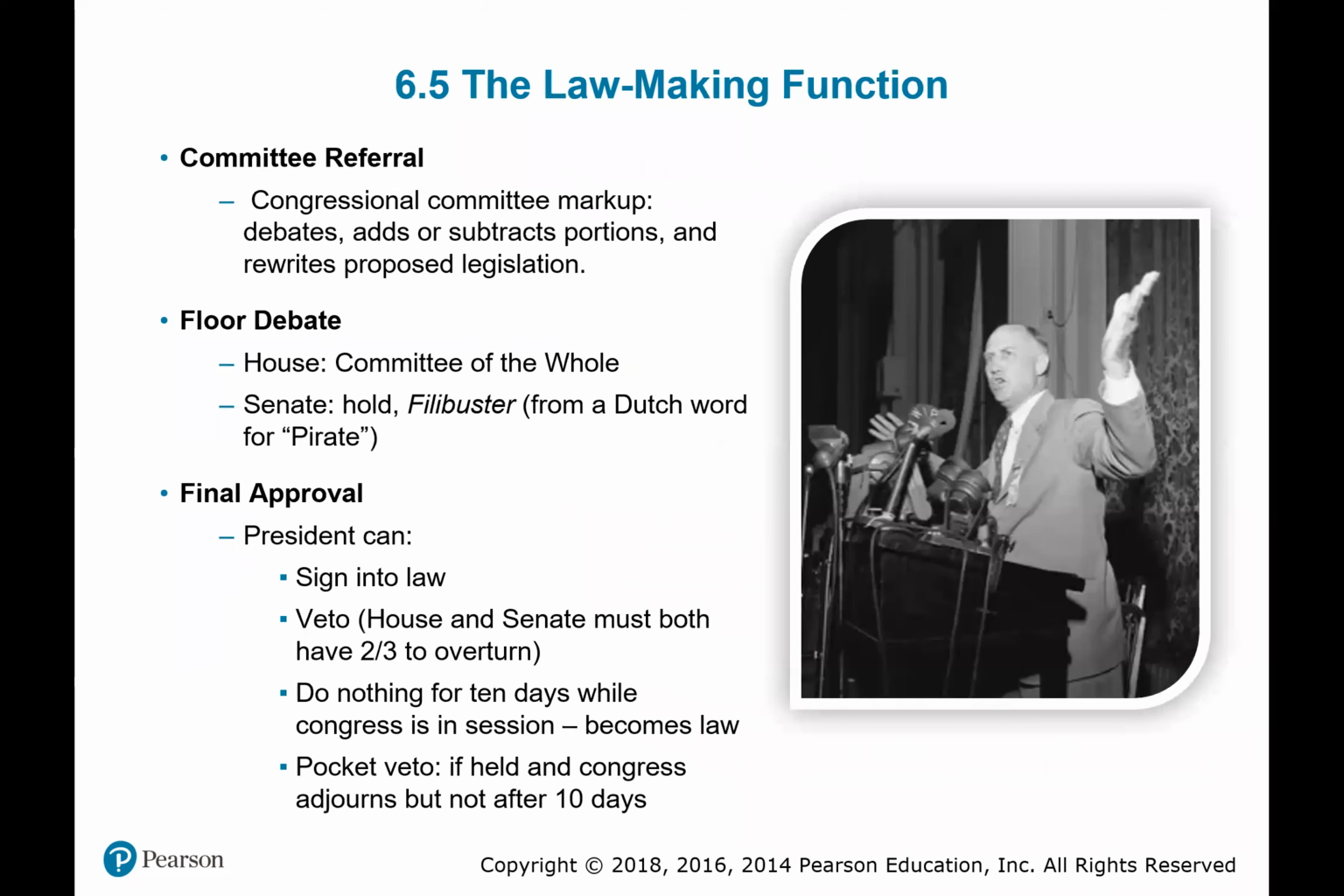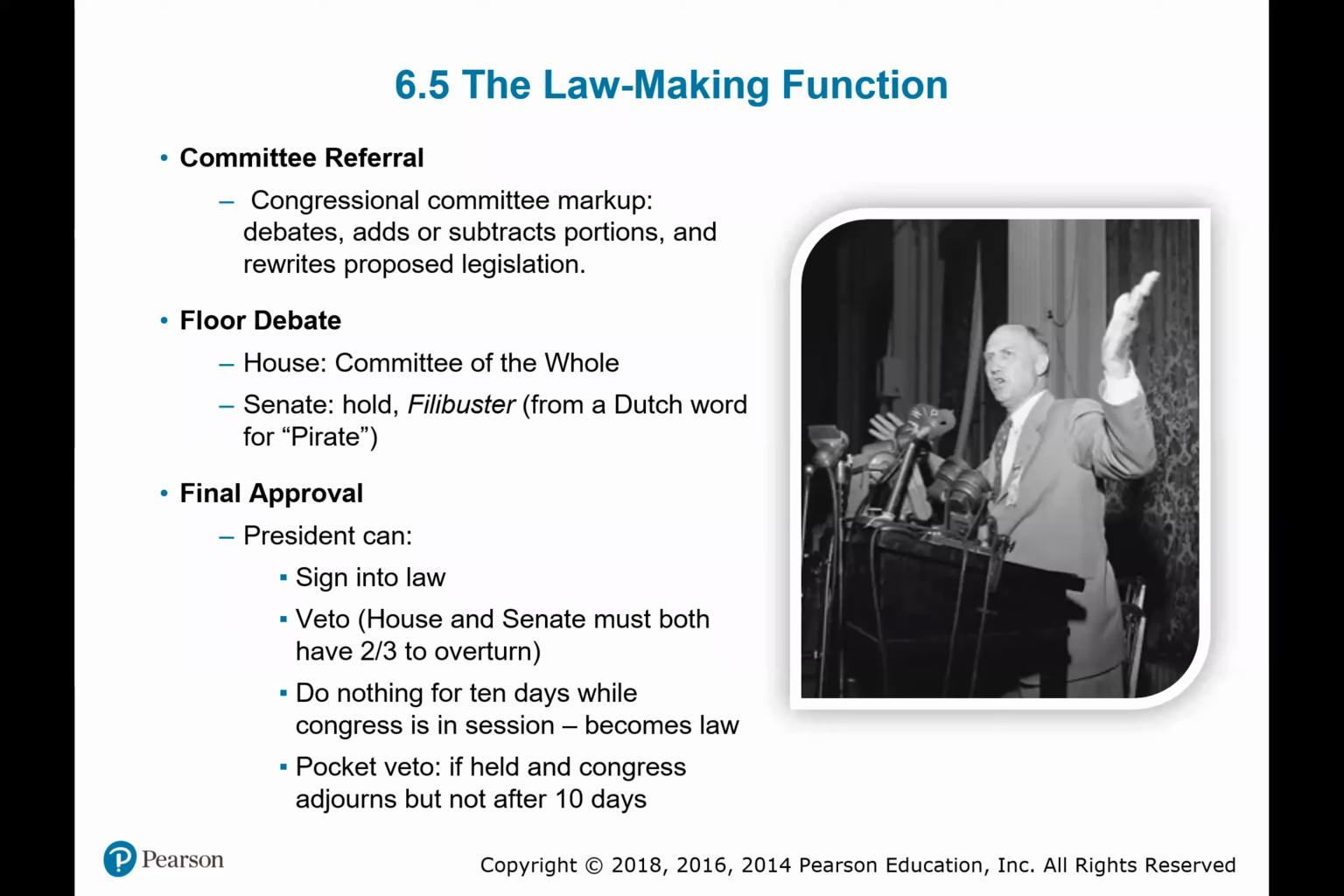So the lawmaking function is a long process, and it's very difficult to get a bill to become a law. The first thing is that any bill that's proposed is referred to committee. The congressional committee then does what's called markup. So they debate, add, subtract portions, and rewrite proposed legislation.